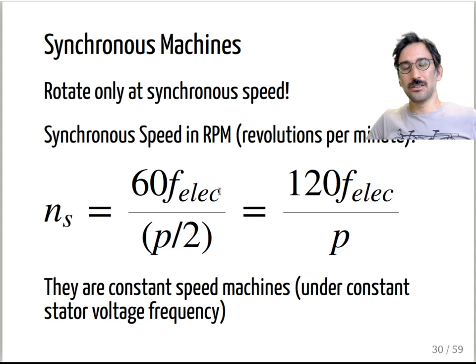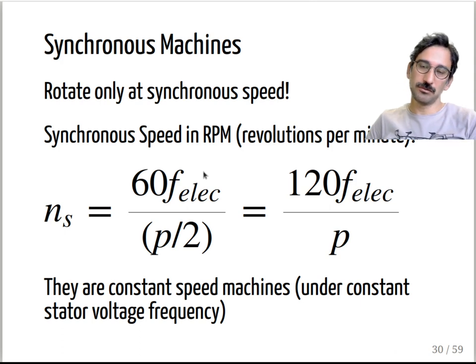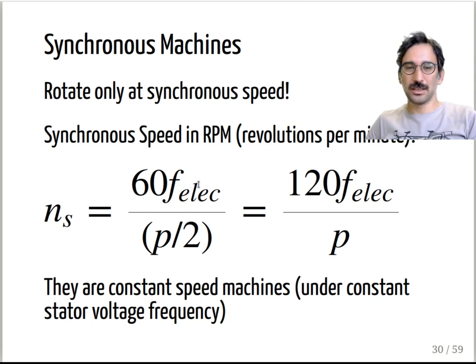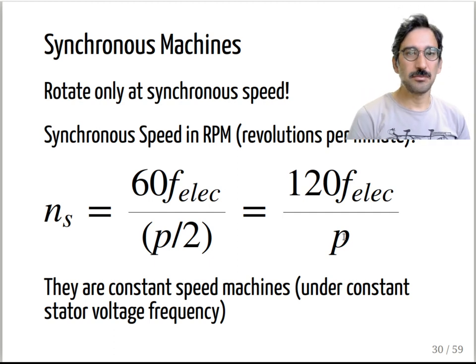Again, it doesn't have to operate as a generator, maybe it's a motor. If you multiply the electrical frequency by 60, that gives you revolutions per minute in the electrical way. But in order to get into the mechanical system, you need to divide it by pole pairs, or pole divided by 2. In other words, you get that 2 to the top, and it is 120 times F electrical divided by P, which gives you the synchronous speed in RPM.